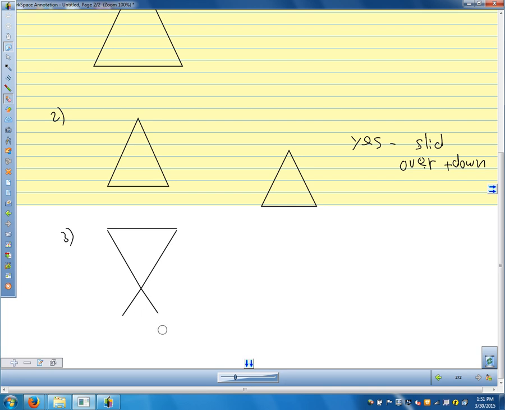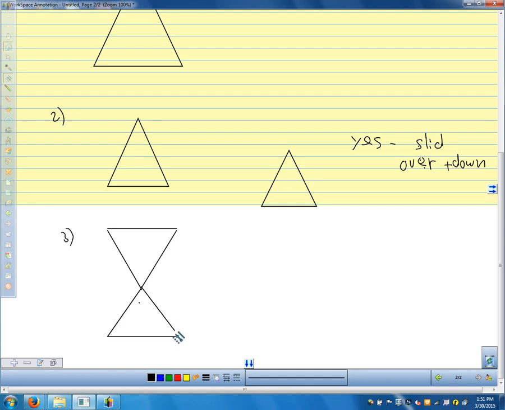Let me start over. I'm trying to do my drawings really nice. And how about this? Does that look like it could be a rigid transformation? Yes. Yeah? What could we have done to this one? Could be a rotation or a reflection.